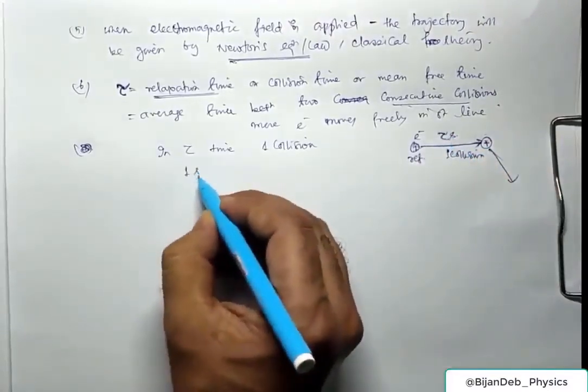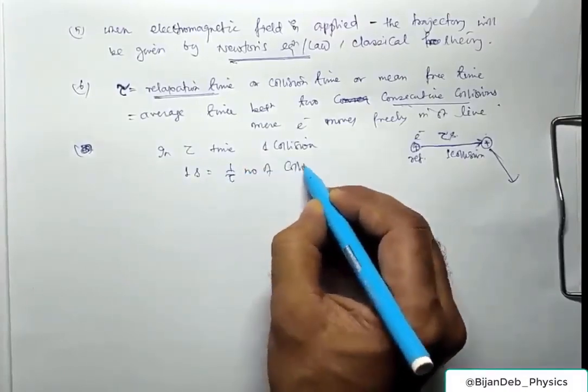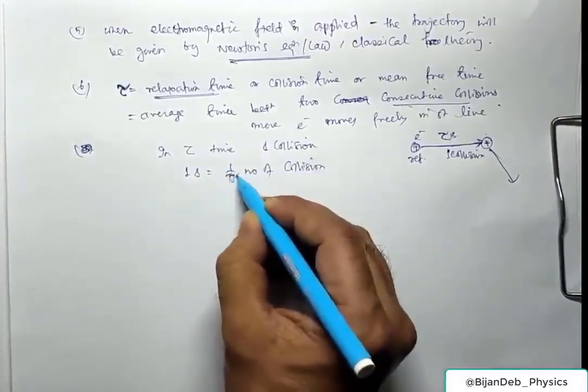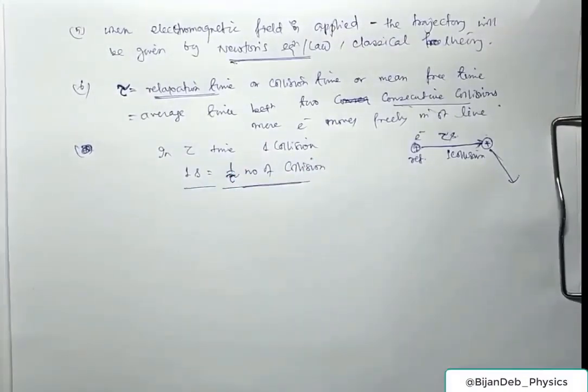So in 1 second, how many collisions? 1 by tau number of collisions. So per second the number of collisions is 1 by tau. So you should remember this. Per second number of collisions is 1 by tau. Okay.